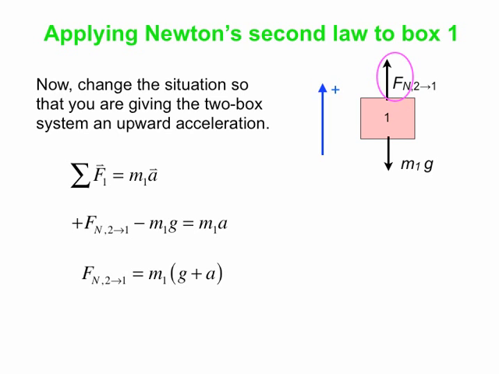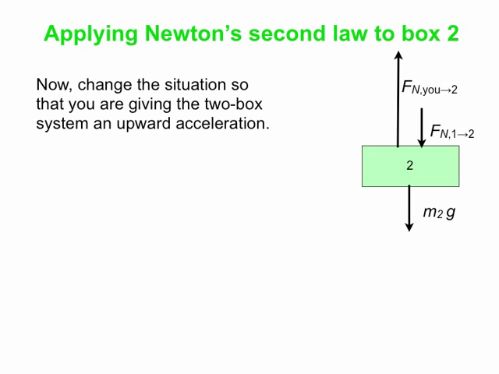So in this case, the normal force is different from what it was before. It was m1g with no acceleration. Now it is m1 times g plus a. Okay, second situation, second box. What's your upward normal force applied to this second box? Those two forces, both normal forces, change. Now there's an acceleration. So once again, up is positive.